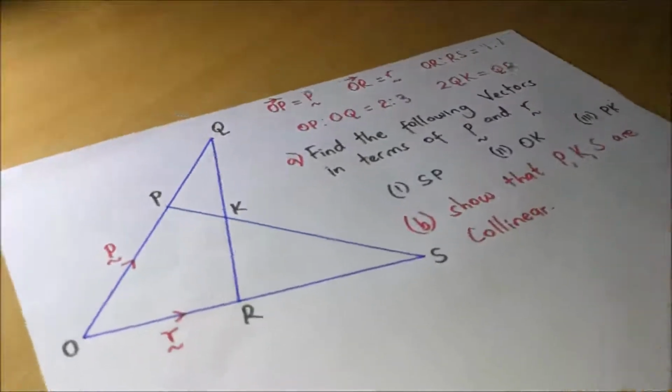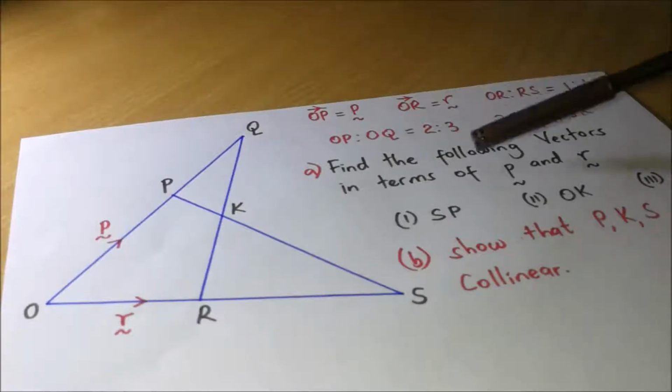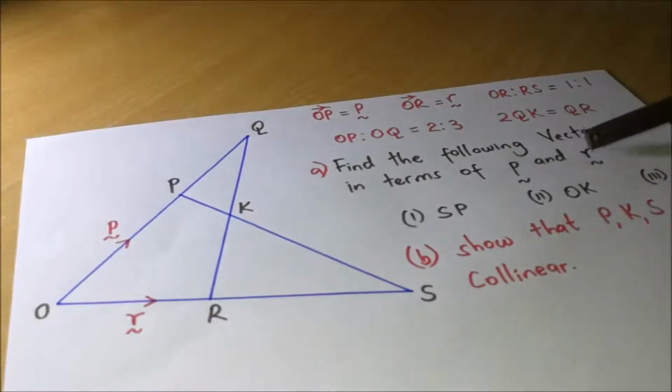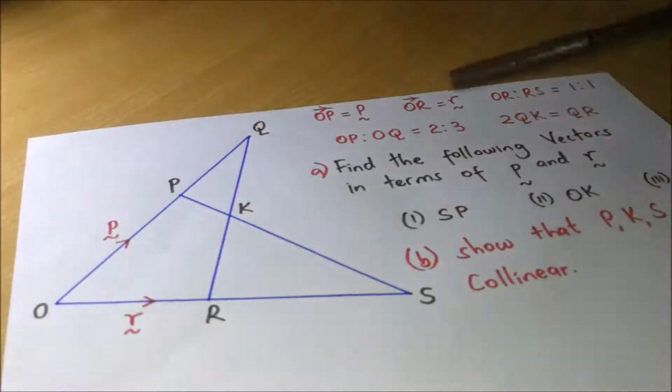Okay, so we are going to solve this question. It is a vectors question. We are being required to first of all find the following vectors in terms of P and R. What is P and R? According to the question, P and R have been given pretty well.